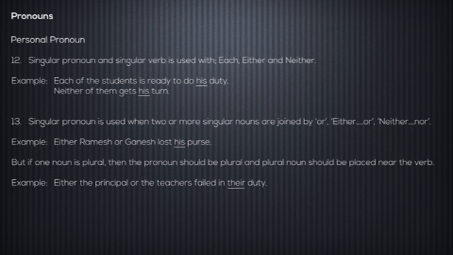Thirteenth, a singular pronoun is used when two or more singular nouns are joined by "or", "either... or" or "neither... nor". For example, either Ramesh or Ganesh lost his purse. But if one noun is plural, then the pronoun should be plural and the plural noun should be placed near the verb. For example, either the principal or the teachers failed in their duty.